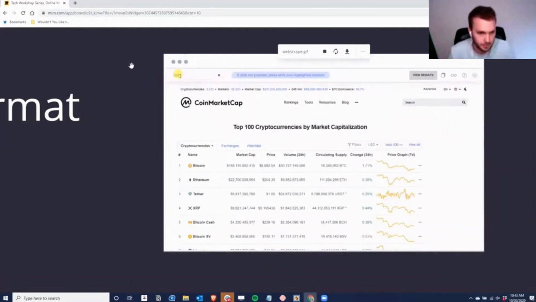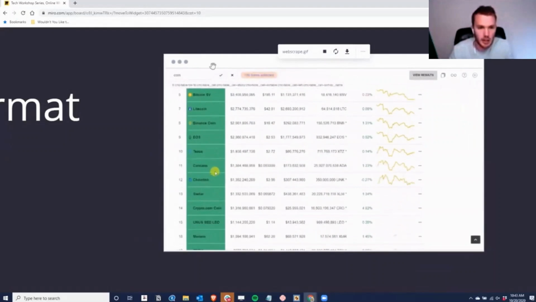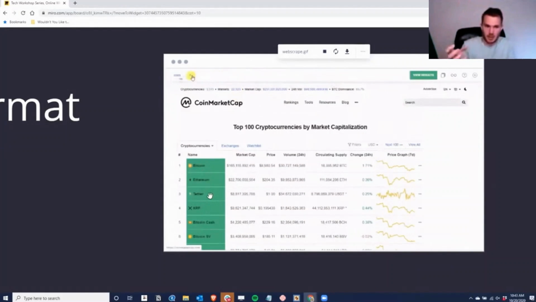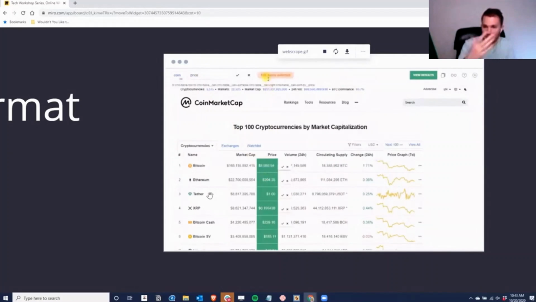So you'll see here, he's creating a property, a coin, and he selects this column and it grabs all of the items in that column. And then he adds a second property of price. All he does is click the price column, and this is a Chrome extension here.